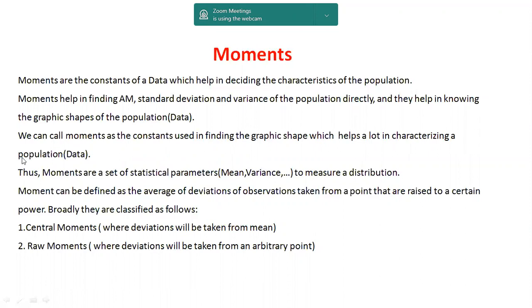Basically, moments can be defined as the average of the deviations taken from a point, raised to a certain power. Broadly, moments are classified in two ways: central moments and raw moments. Central moments are taken from deviations from the mean value. Raw moments are taken from deviations from an arbitrary point. So there are two kinds of moments, central moments and raw moments. If we are taking the deviations from the mean value, we say it is central moments. If we are considering deviations from an arbitrary point, we call it raw moments.